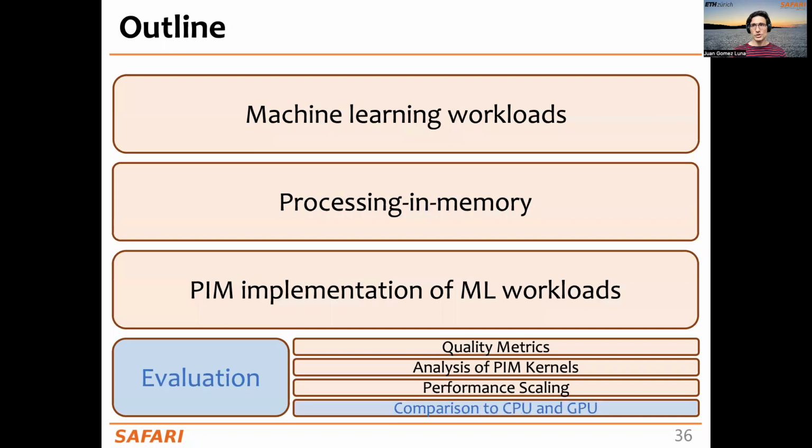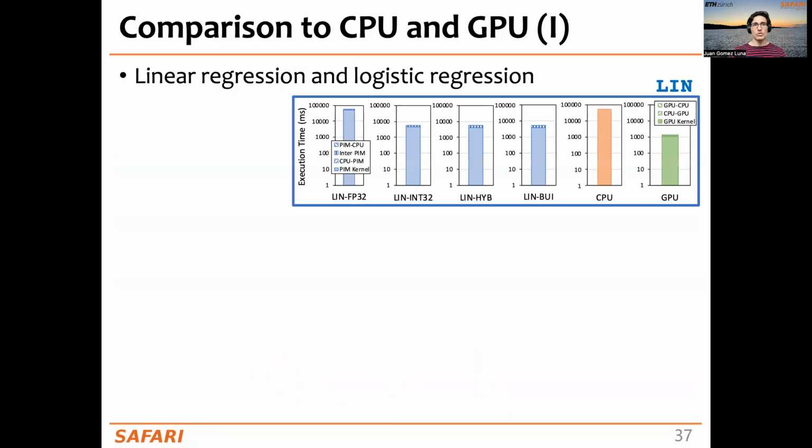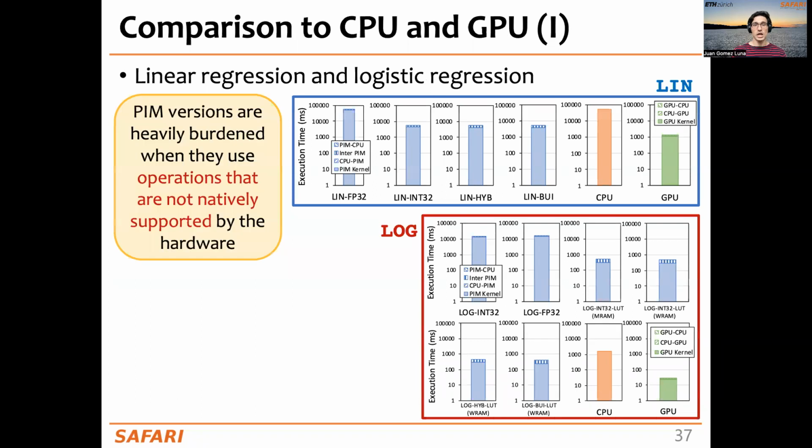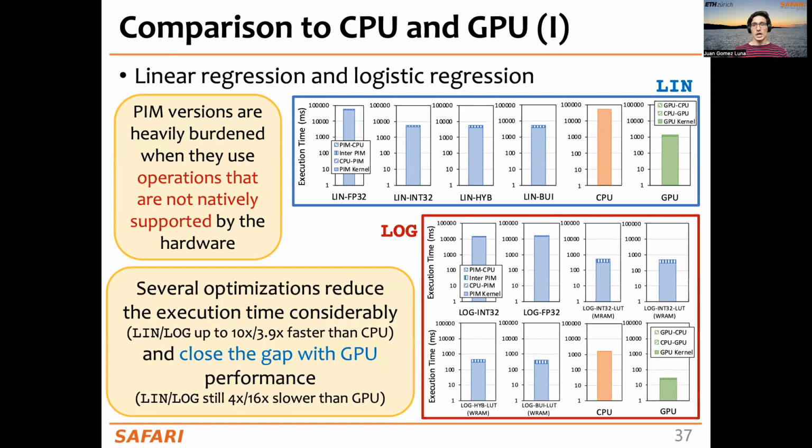Now let's finish with a comparison to CPU and GPU. For linear and logistic regression, these are the results. First observation is that the PIM versions in both cases are heavily burdened when they use operations that are not natively supported by the hardware. We applied several optimizations to reduce the execution time, and we were able to close the gap with the GPU, but still the GPU is significantly faster for linear regression and logistic regression. But at least the optimizations that we applied provided a significant reduction of the execution time.